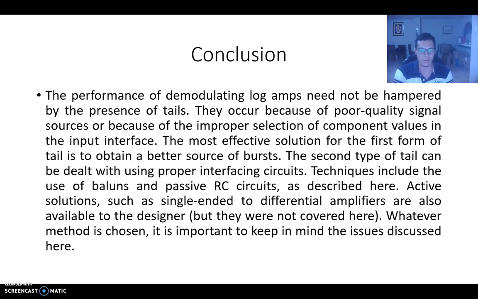Techniques include the use of baluns and passive RC circuits, as described here. Active solutions such as single-ended to differential amplifiers are also available to the designer, but they were not covered here. Whatever method is chosen, it is important to keep in mind the issues discussed here.